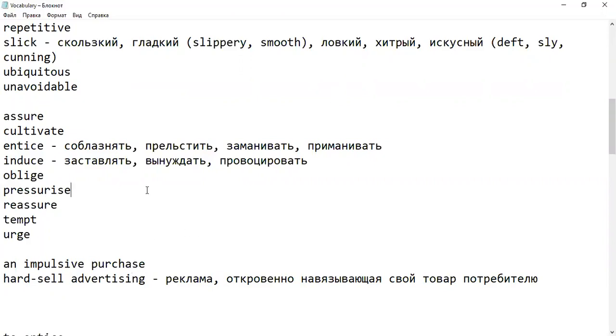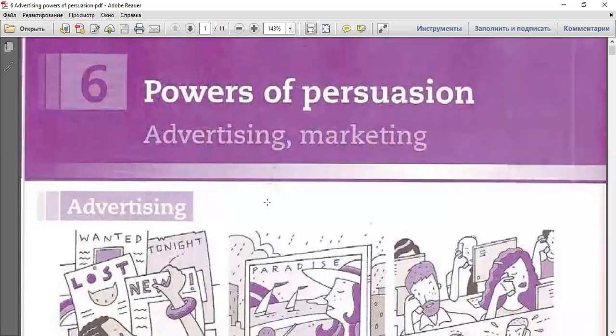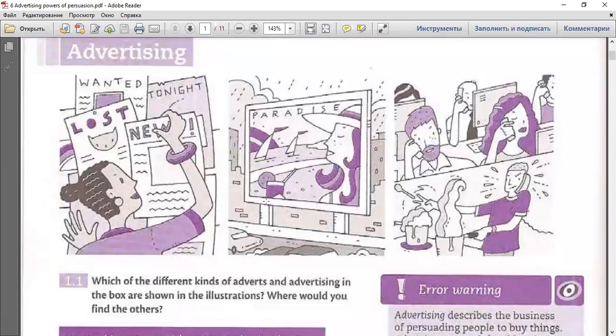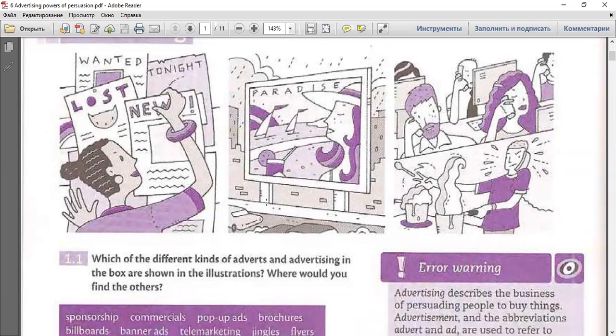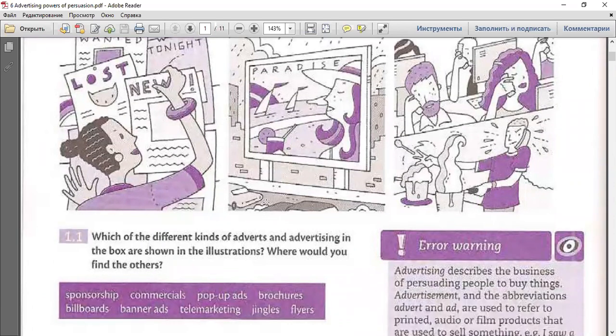So these are the words, and let's start practicing those words. First of all, you can see some different kinds of advertising in the illustrations. So which of those from the box are shown there? There are 3 photos. Please write which ones are depicted there. So sponsorship, commercials, pop-up ads, brochures, billboards, banner ads, telemarketing, jingles, or flyers. Please write in the chat box the 3 types of advertising that you can see in these 3 photos.